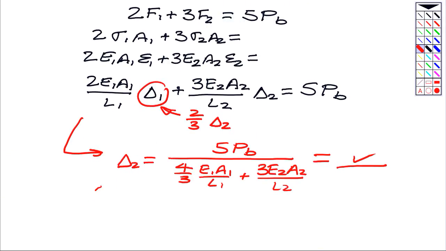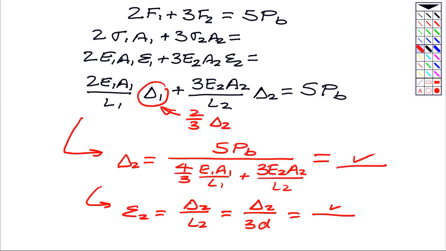So therefore, the strain is the amount of stretch we have divided by the length. So this becomes delta 2 divided by L2, and I think L2 is equal to 3D. So we put in those numbers and we have that.